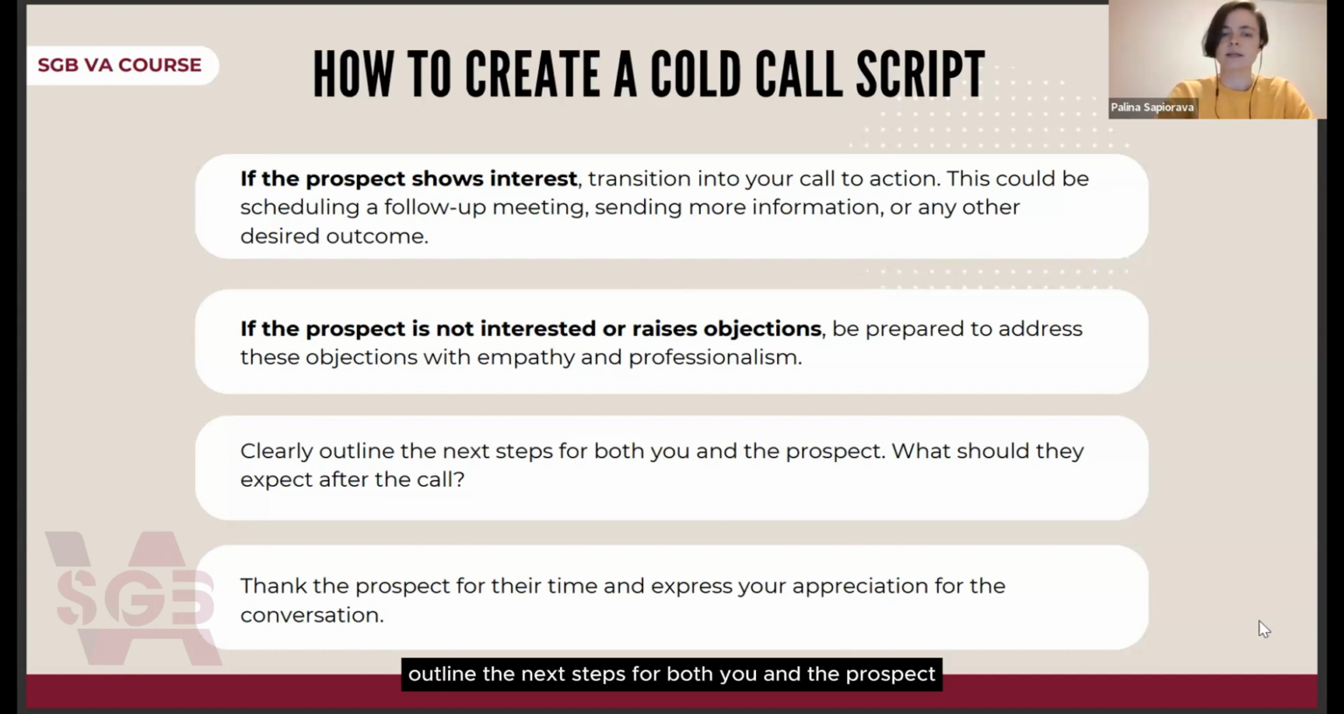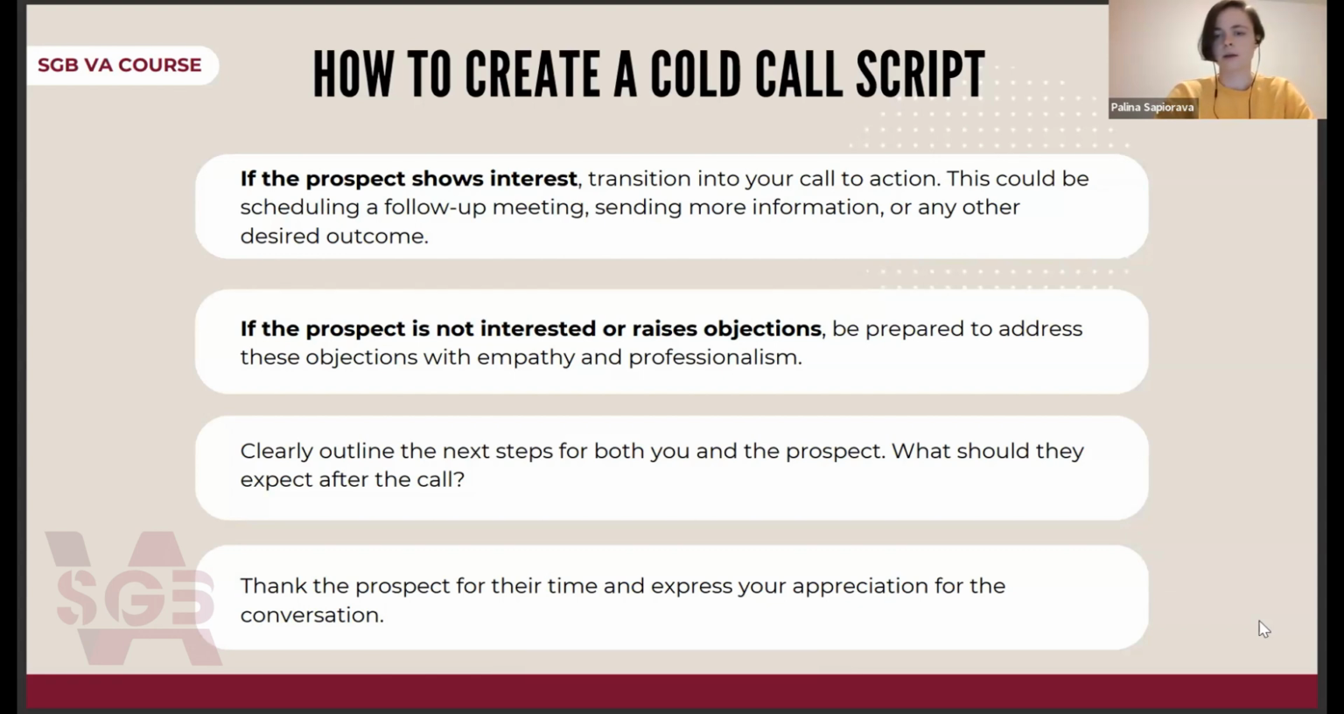Clearly outline the next steps for both you and the prospect. So if you have reached some common ground, what should they expect after the call? A message from you, another call, a meeting. And of course, be polite and thank the person you just talked to for their time.